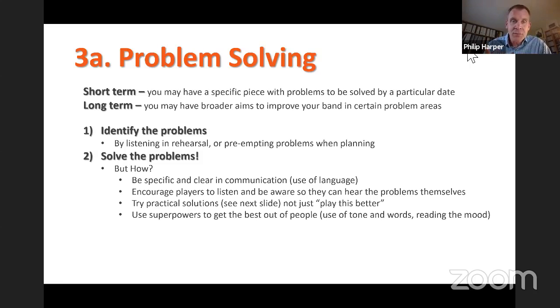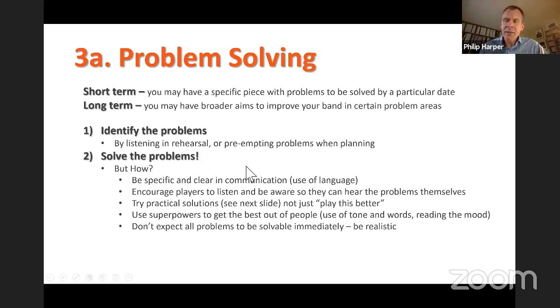So, if you're persevering with a solution to a problem, but people are getting antagonized by it or impatient, then as a conductor, you need to be able to read that and react to it and maybe try something different. So that's what I mean by your superpowers. And the last thing here is don't expect all the problems to be solvable immediately. Some problems aren't solvable after a single comment from a conductor. They're much more complicated than that. So it might take you 2 or 3 rehearsals to solve particular issues. It might take you, I don't know, even longer than that.